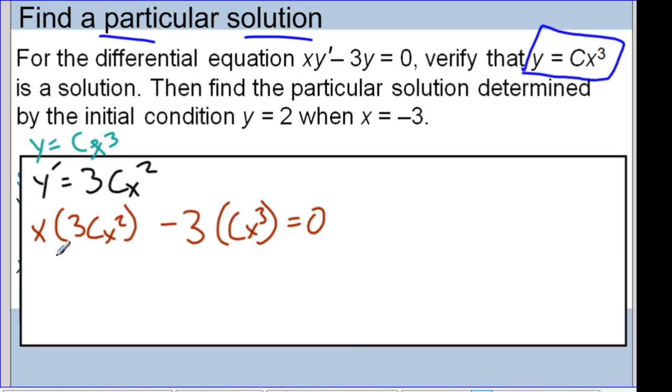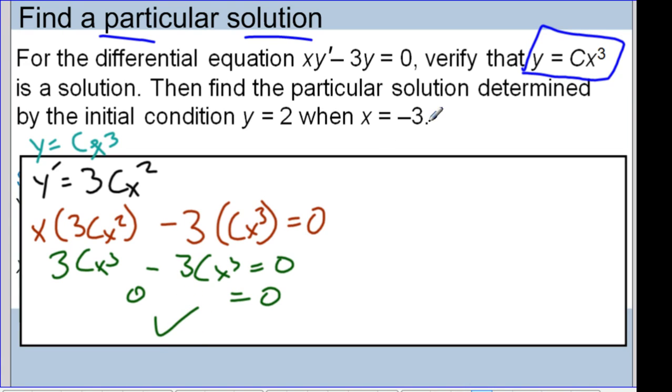Substituting that x in, or combining them, 3cx cubed minus 3cx cubed equals 0, 0 equals 0, and so, yep, it works out. First part. Then find that particular solution.